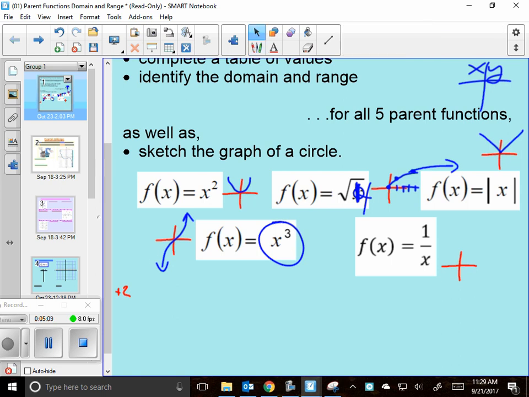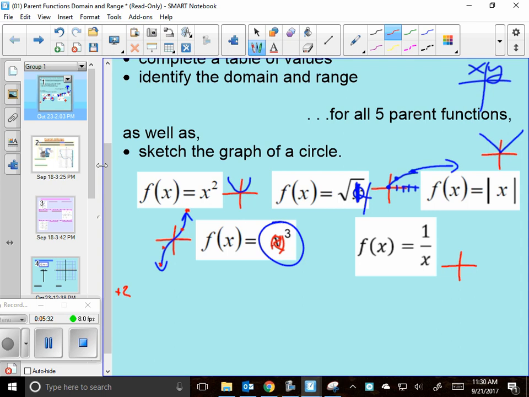It goes through 0, 0, and you can know that because if you put in a 0, you get 0. It goes through 1, 1. Most functions do, because when you put in a 1 here, you get 1. It also goes through 2, 8, because when you put in a 2, you get an 8, and that's way up here. And it also does some negatives like that. There we go. There's my x to the third graph.